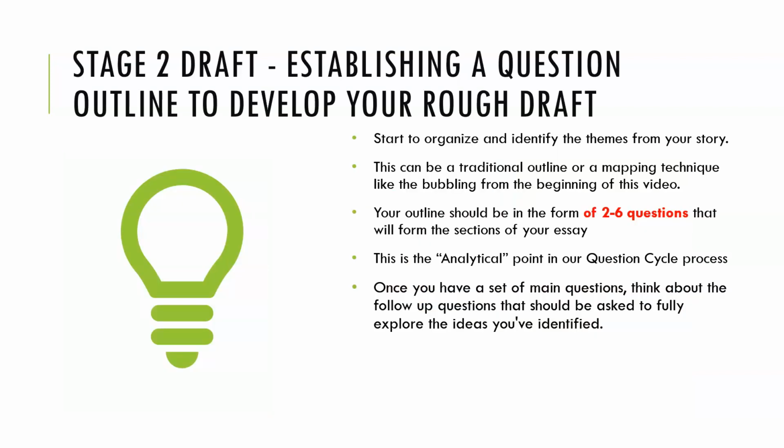All right, now for your stage 2 draft, what we want to think about is how you're establishing a question outline for that rough draft. You want to start by organizing and identifying the themes from your story. We've already done a little bit of this work, but you might want to identify 3 big features in the story that you're telling about your influence. When you develop your outline, it can be a traditional outline format or the mapping technique, like the bubbling from the beginning of this video. Your outline should be in the form of 2 to 6 questions for each of the sections of your essay.